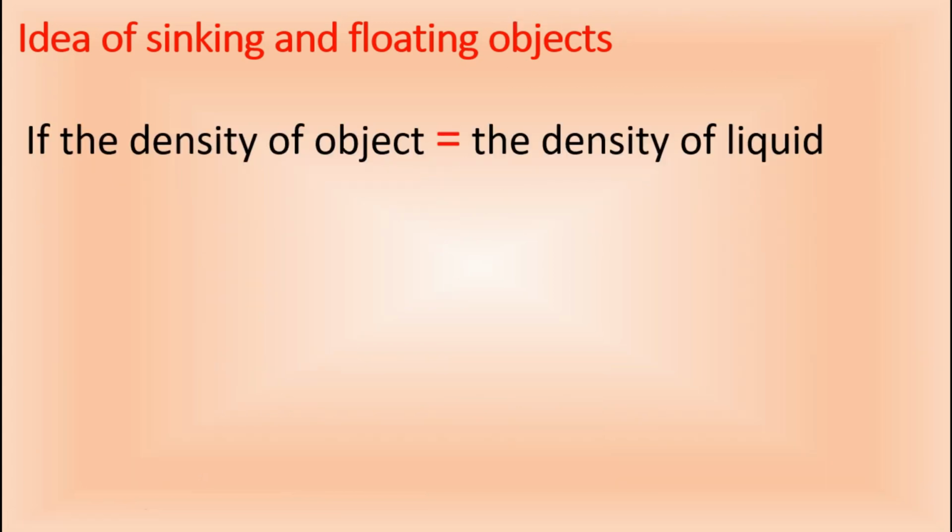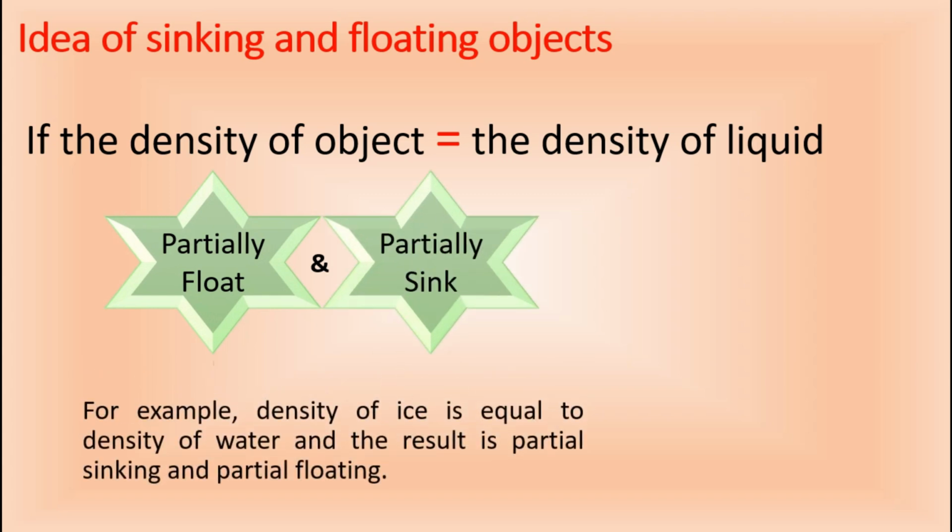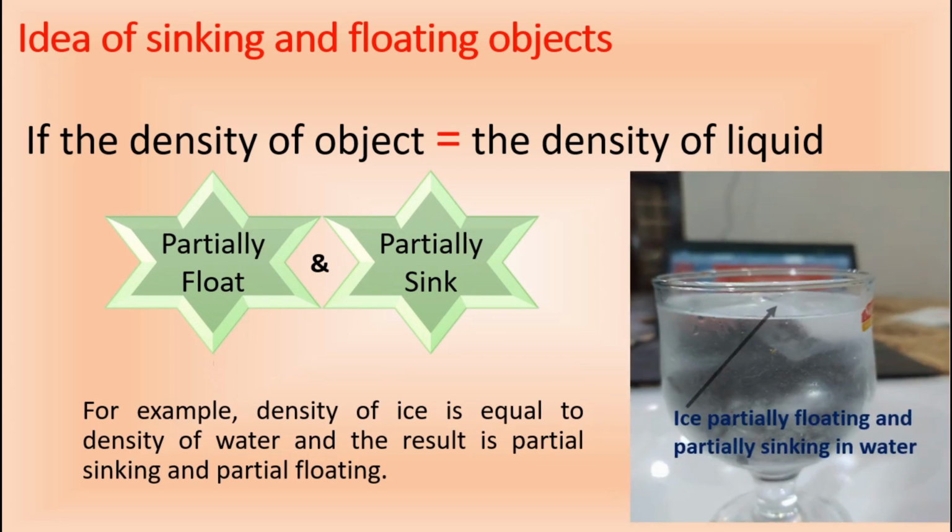Now consider another example. If the density of the object immersed in a liquid is equal to the density of the liquid, then the object partially floats on the surface of water and partially it is inside water. For example, the density of ice is equal to the density of water, and as a result we can see that here is a piece of ice, it floats, partially outside water and partially inside water.